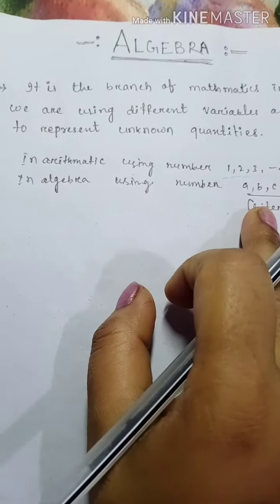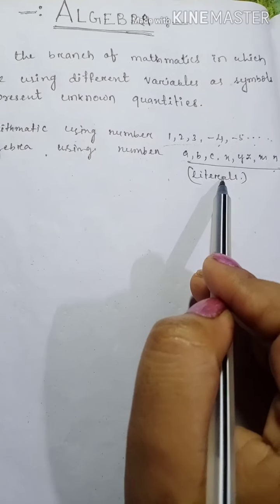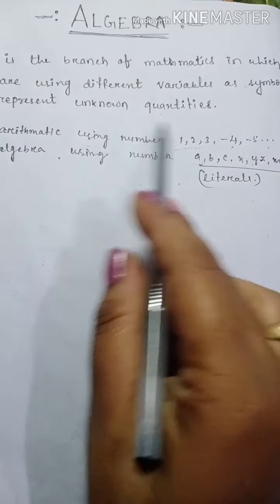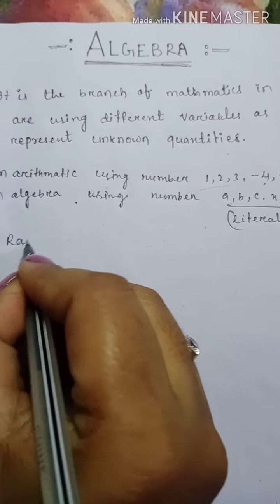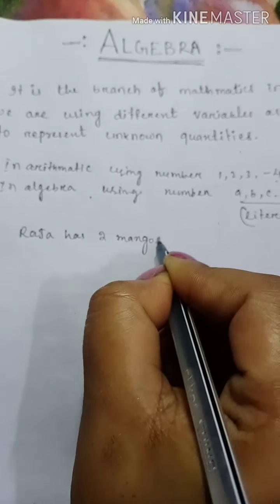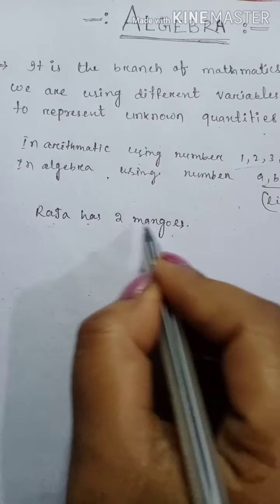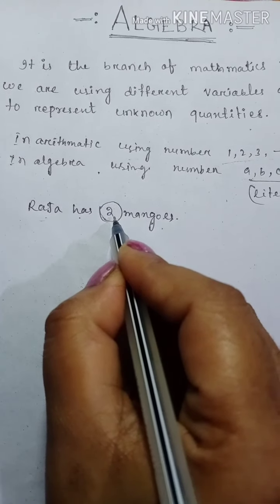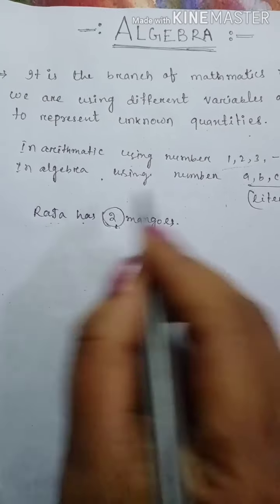Again I am telling, in algebra we use different literals or alphabets as symbols to represent unknown quantities. Suppose I give an example: Raja has 2 mangoes. What does this mean? Raja has some mangoes. How many? 2 mangoes. It is a number which indicates the quantity of mangoes Raja has.